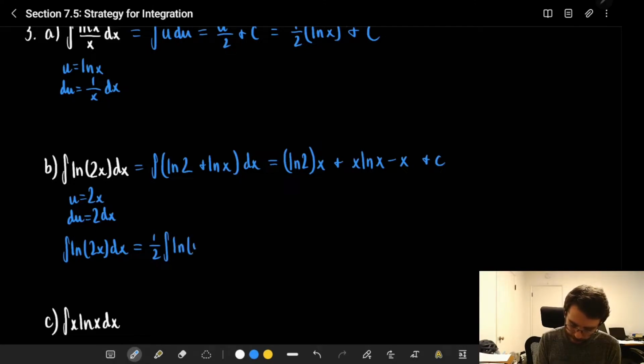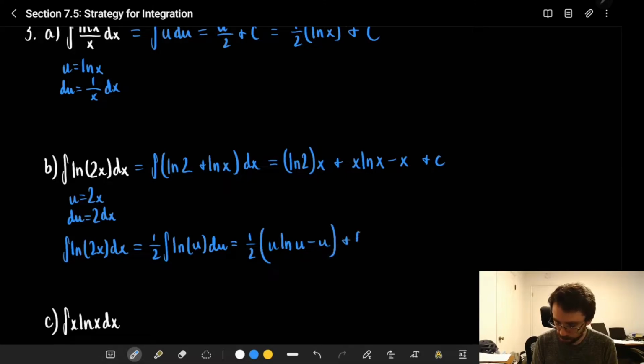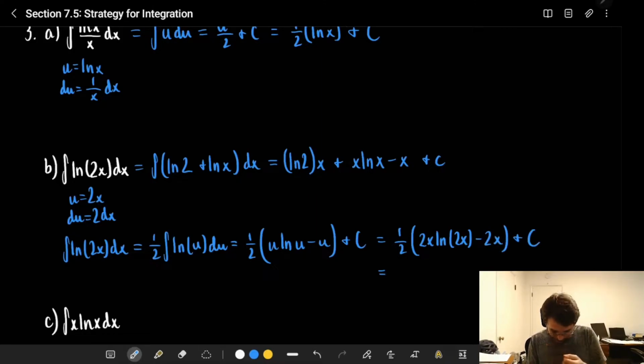And then this is just natural log of u du, which integrates to 1/2 times, same story, integral of u, or natural log of u is u natural log of u minus u. Then we plug back in, and this is 2x ln 2x minus 2x plus c. And they look different, but hopefully they're not.